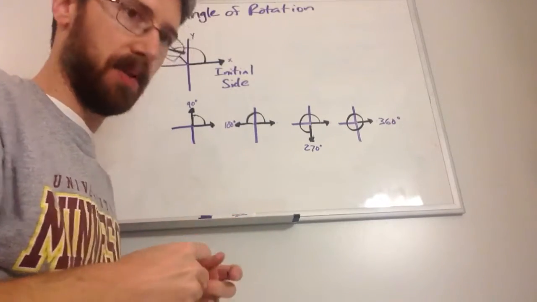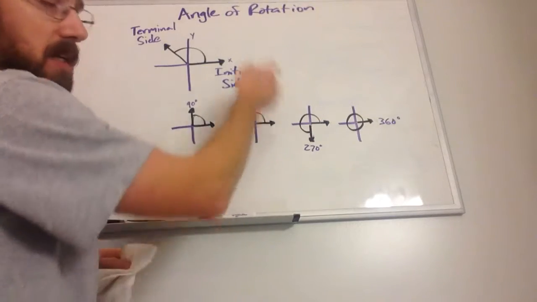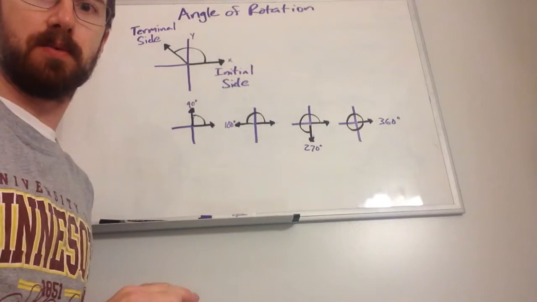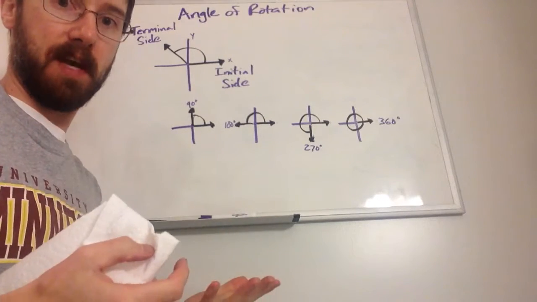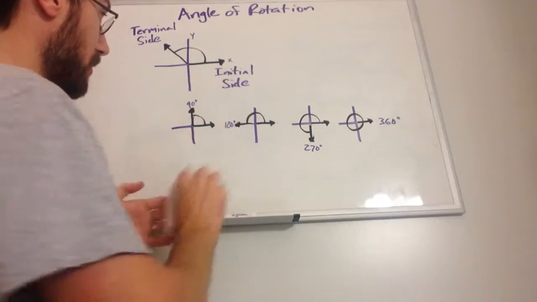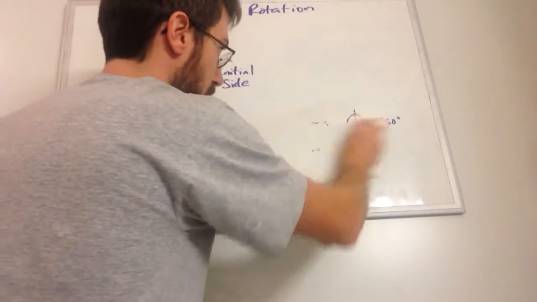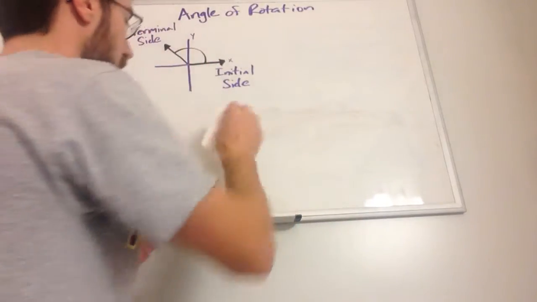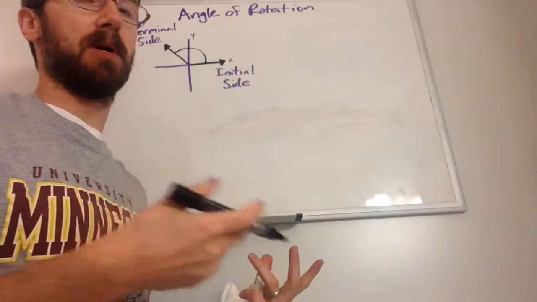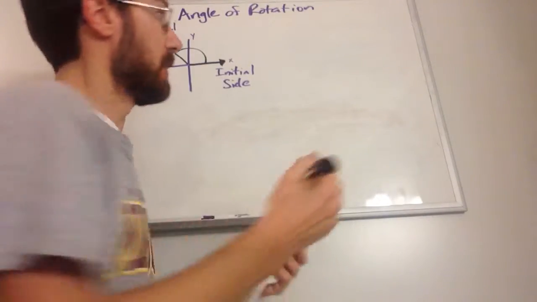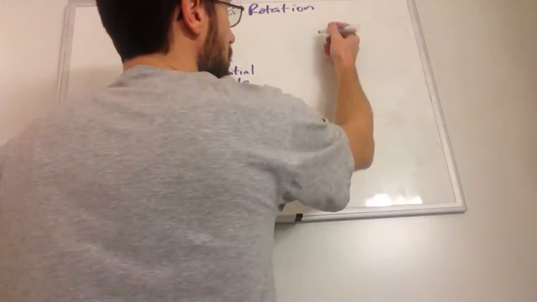Now, a couple of things to notice. Notice that with all of these, I'm rotating in a counterclockwise direction, and that's what happens with positive angles of rotation. They go counterclockwise. We can also have negative angles of rotation. For a negative angle of rotation, let's say one that doesn't end on a multiple of 90 like those 4 did, let's say we've got negative 210 degrees.